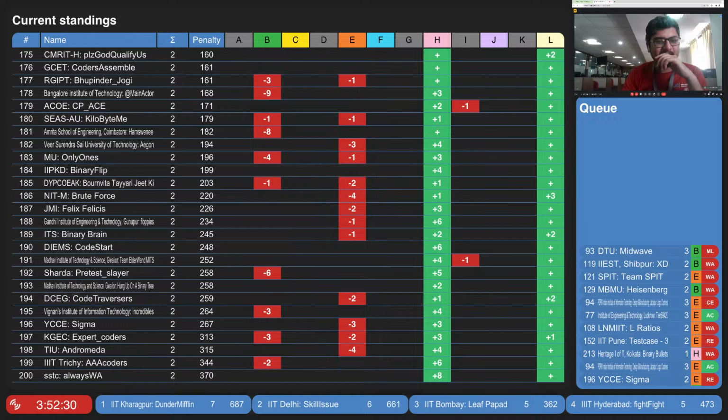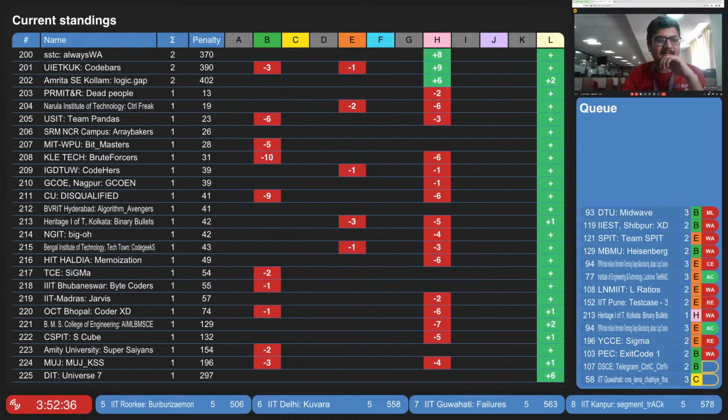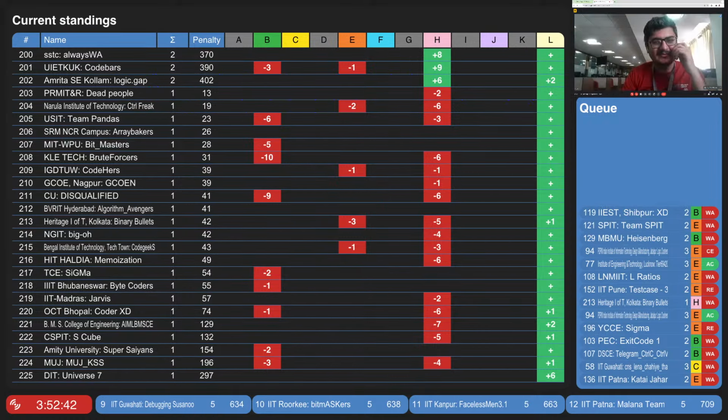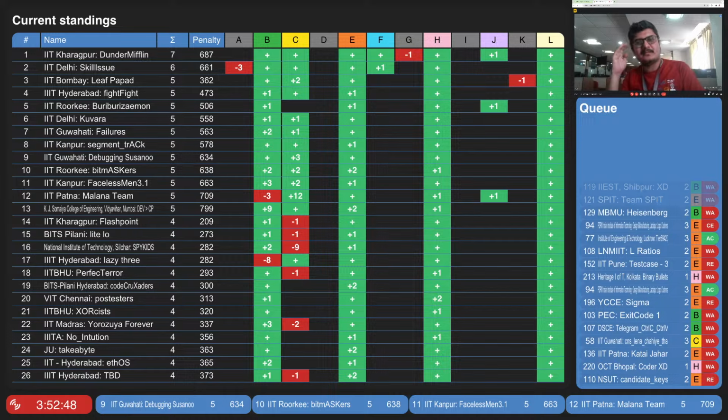Is there a way we can look at how much time and memory their solution is taking, and what is the memory limit? I think the memory limit is the default 256. So in that case, I am hopeful that Leaf Papad would get an AC on this problem because they should be able to optimize it.